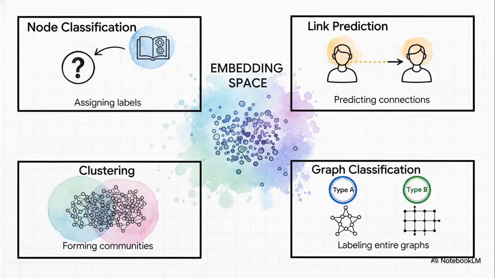So we go through all this work to get these powerful vectors. What are they actually used for? Well, a ton of different machine learning tasks. You can use them for node classification, like predicting a user's interests on a social network. They're fantastic for link prediction, which is exactly how platforms recommend new friends. You can also use them for clustering to find those hidden communities, or even for graph classification, like deciding if a molecule is toxic based purely on its structure.